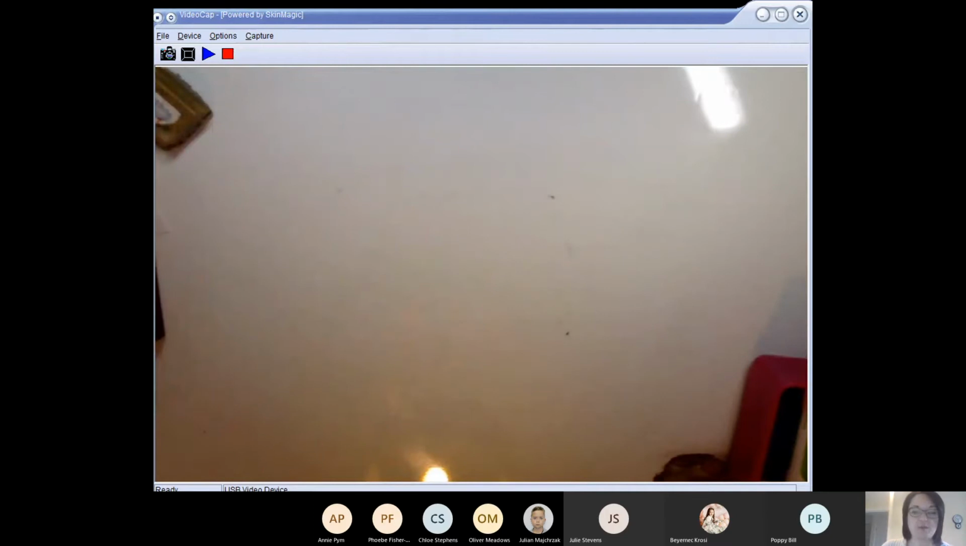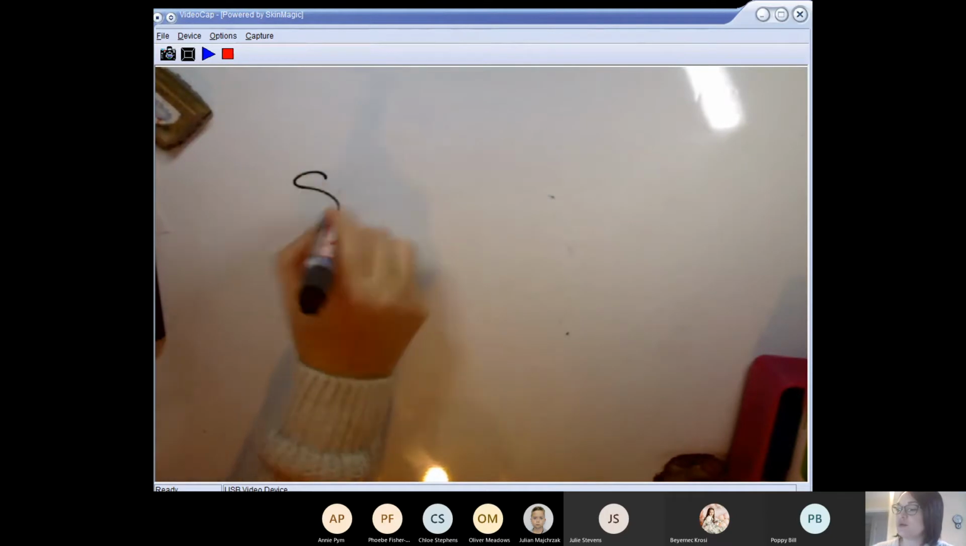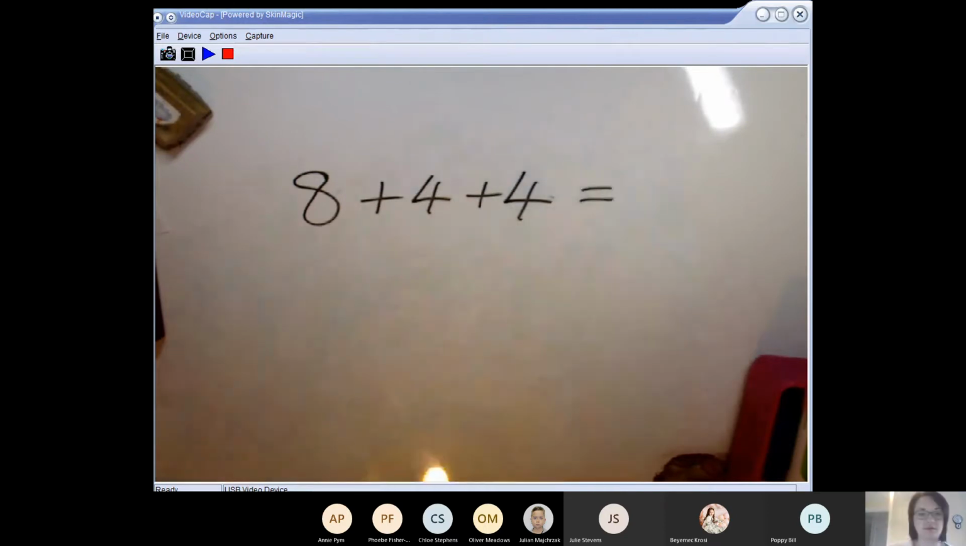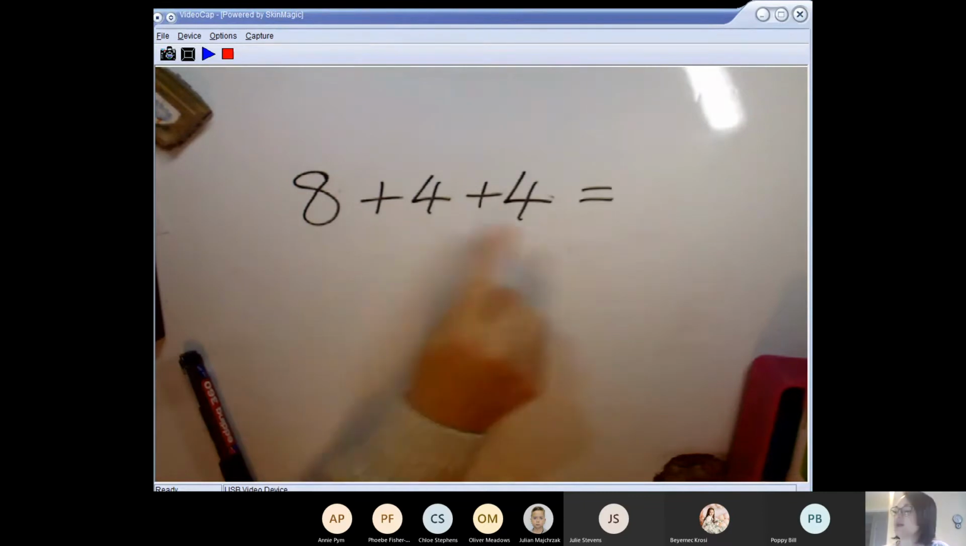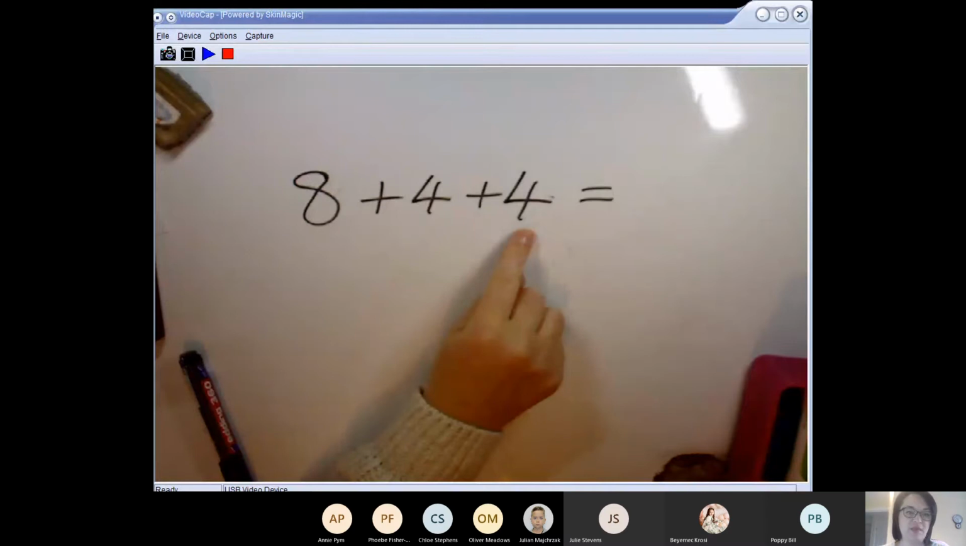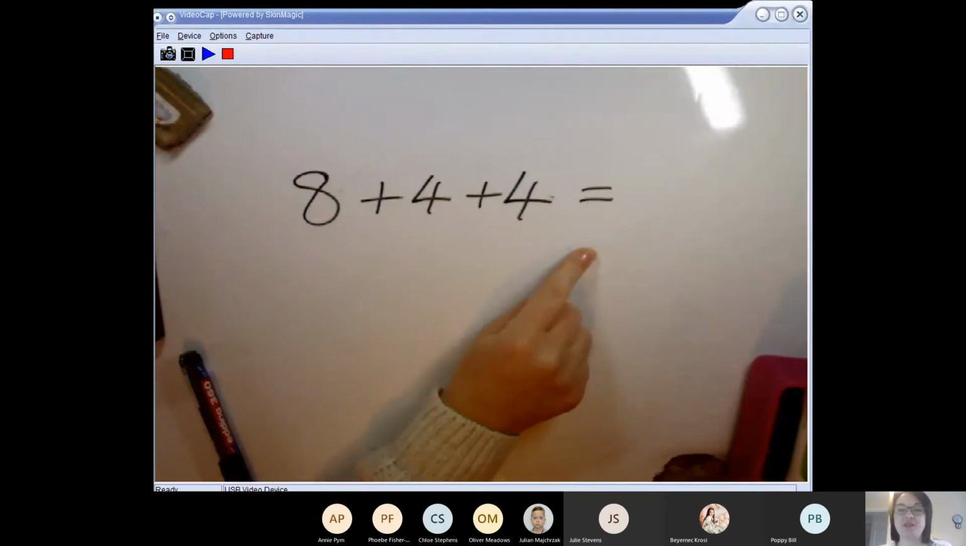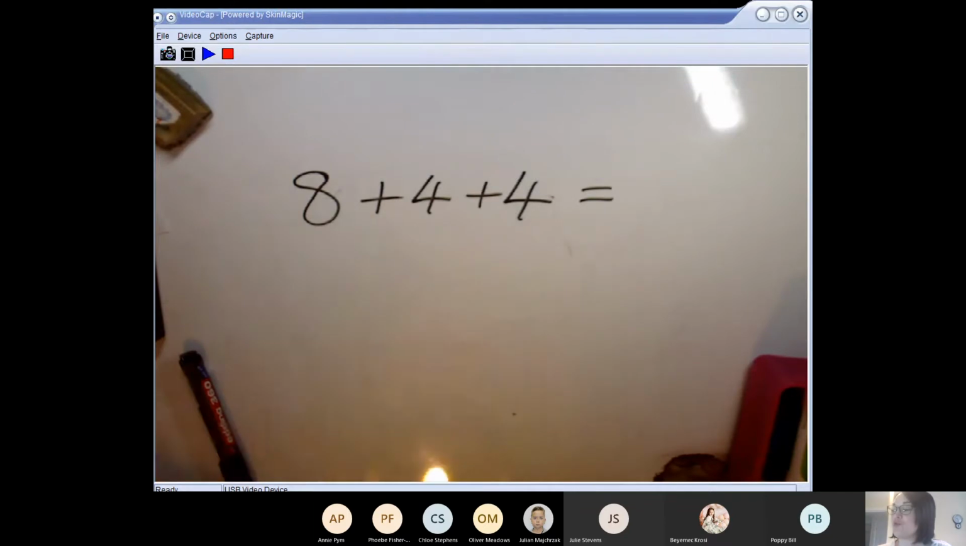It doesn't have to just be number bonds to 10 though, because in this calculation, there aren't any. But I can still do something with those numbers to help make it easier. I'm not going to do 8, add on 4 fingers, add on 4 fingers. There are no number bonds to 10 here, but there are a pair of numbers that I can add together really quickly. I wonder if you know which ones they are. I know 4 and 4.